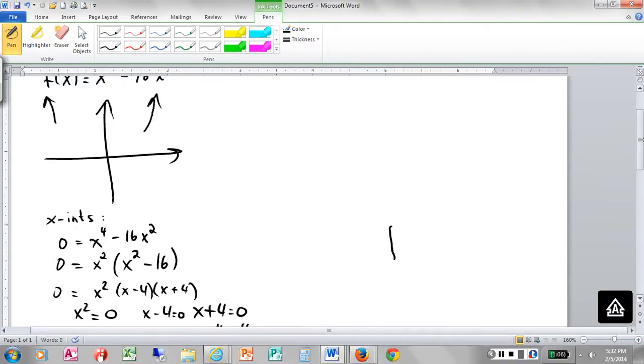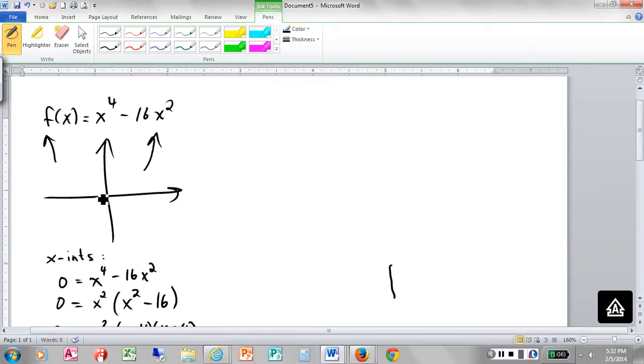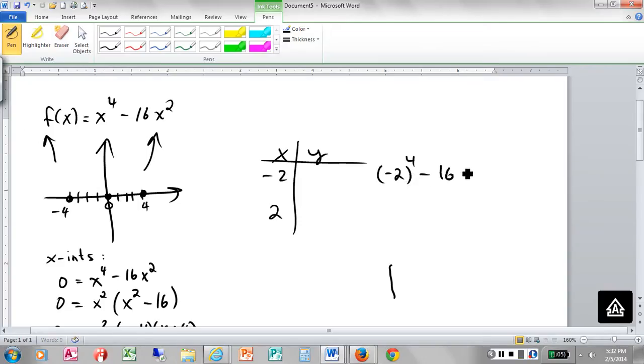Okay, so we have our x-intercepts of 4, negative 4, 0, positive 4 here. And the way I was telling you to finish this graph off is to look at a couple other values between the x-intercepts. Between the negative 4 and the 0, a negative 2 and then a positive 2 would work well. Then just plug those in for x and see what the y value is that you get.